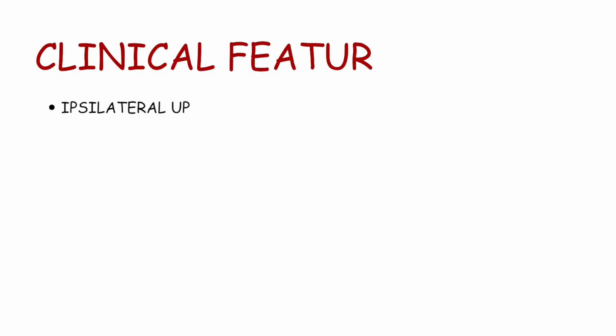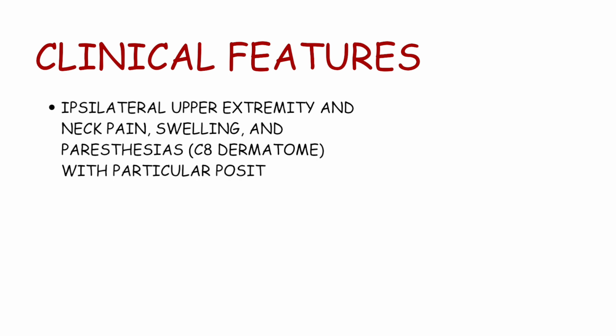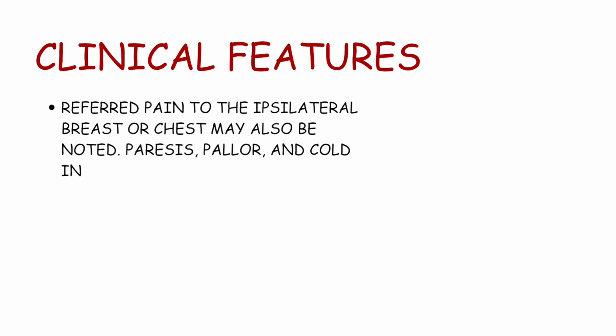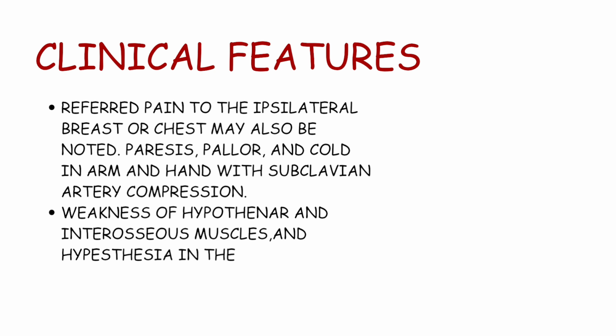Thoracic outlet syndrome clinical features: ipsilateral upper extremity and neck pain, swelling, and paresthesias, C8 dermatome, with particular positions and activities. Referred pain to the ipsilateral breast or chest may also be noted. Paresis, pallor, and cold in arm and hand with subclavian artery compression. Weakness of hypothenar and interosseous muscles, and hypesthesia in the region of the ulnar nerve, C8, T1.